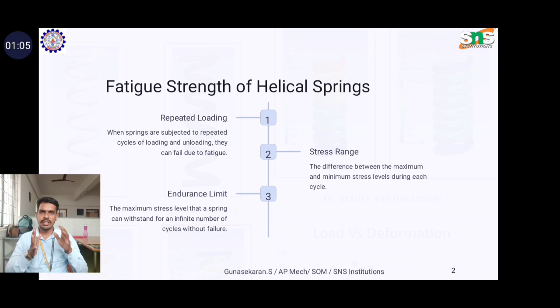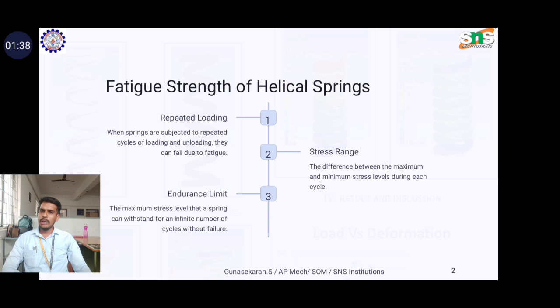Helical spring undergoes cyclic loading where the stress alternates between maximum and minimum values. The stress range, delta sigma, is the difference between the maximum and minimum stress levels. The cycling induces microscopic cracks and damage within the material, leading to failure if the stress exceeds the spring fatigue limit.